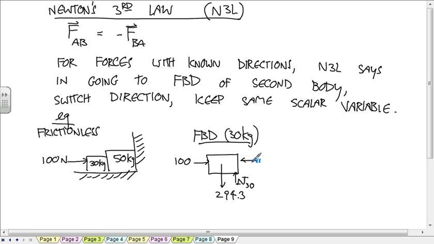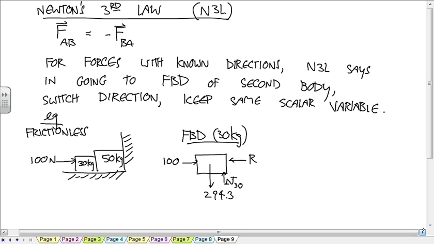Okay, so since we know the direction of this one, we're going to associate this known direction with a scalar variable. Since it's a scalar variable, we can't use the subscript notation, so I'm going to call this something else. I'll call it R or something. And that's a complete free body diagram for the 30.